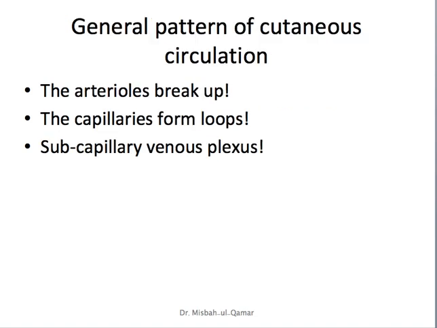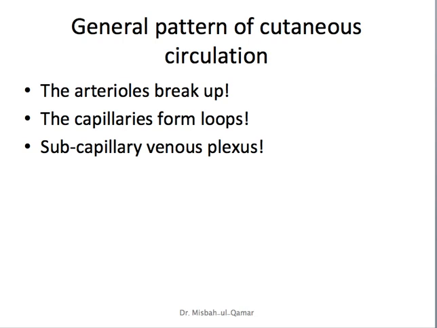Right, now we will look at the general pattern our cutaneous circulation follows. What happens is that the arterioles in the skin break up into metarterioles and the arteriolar ends of capillaries, just like they do in other areas of the body. But here in skin, the capillaries form loops, like the loops of hairpins. And these loops come at right angles to the skin. These capillary loops are more marked in the nail folds, nail beds, and around the sweat glands.